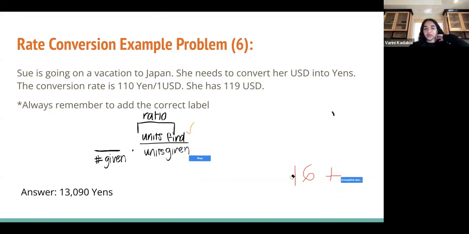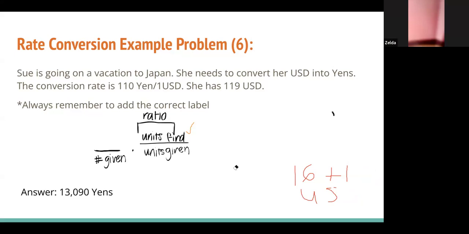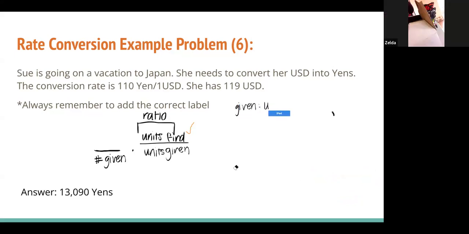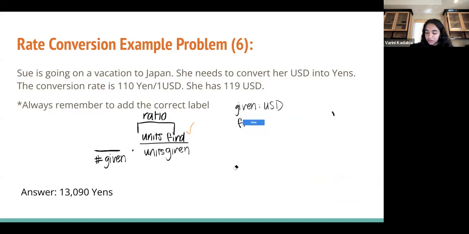Okay, so this is the basic structure, right? You have a conversion rate or a ratio that tells you the conversion between the units you want to find and the units that you are given. So in this problem, you are given United States dollars and you want to find yen, right?